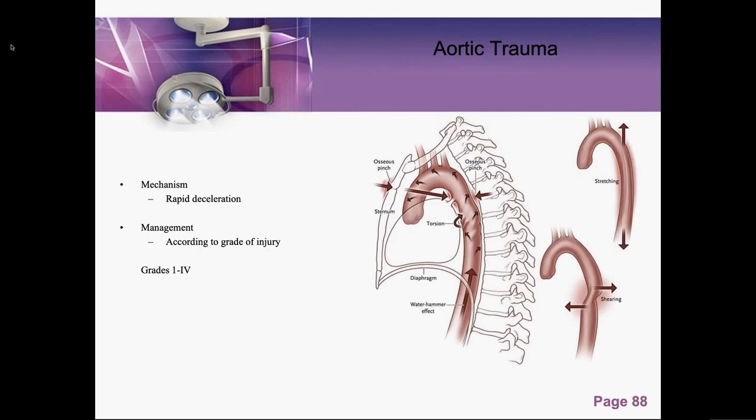Aortic trauma, I would only touch on this very briefly. Rapid deceleration injuries can cause significant trauma primarily to the descending thoracic aorta, and these patients may come in with varying disruptions to the aorta, whereby grade 4 is the complete disruption of the aorta, and grade 1 is barely a hematoma that you may see in the wall of the vessel. Treatments are primarily reserved for patients with grade 2 and above.